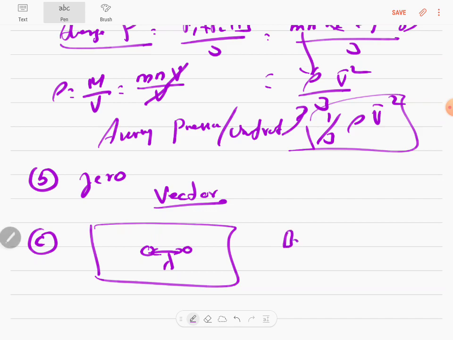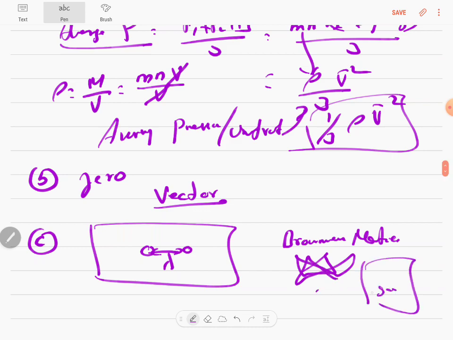The Brownian motion. What is Brownian motion? It is a zigzag motion. That means the molecules will travel in all possible directions. If a gas is occupying a cube, it will expand to fill it. In the process, the gas molecules move in all possible directions, which is known as a zigzag motion, also known as Brownian motion. So that answers this question.